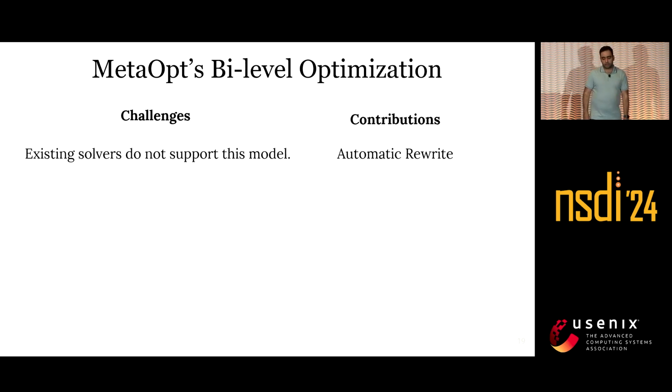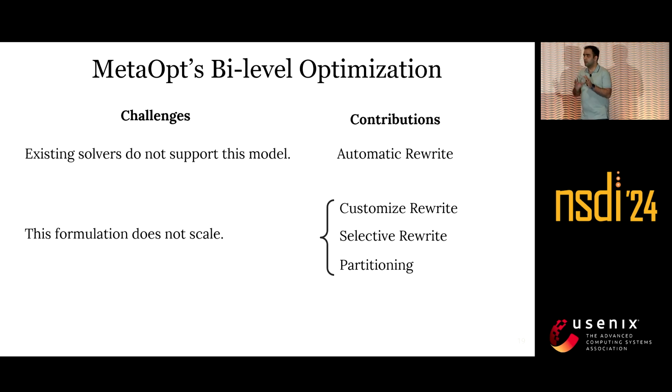Once you use these generic rewrites, you find that they don't scale because they add too many binary variables to the optimization that increase the complexity for the solver. So we have three techniques to speed up this process. We have a customized rewrite specific to the type of problem that MetaOpt supports. We have selective rewrite, where we only apply a rewrite if necessary. And finally, we partition the problem into smaller subproblems so we can solve them faster and in parallel. For this talk, I'm going to give you the intuition behind customized rewrite. If you are interested to know more details or the rest, you can look at the paper.